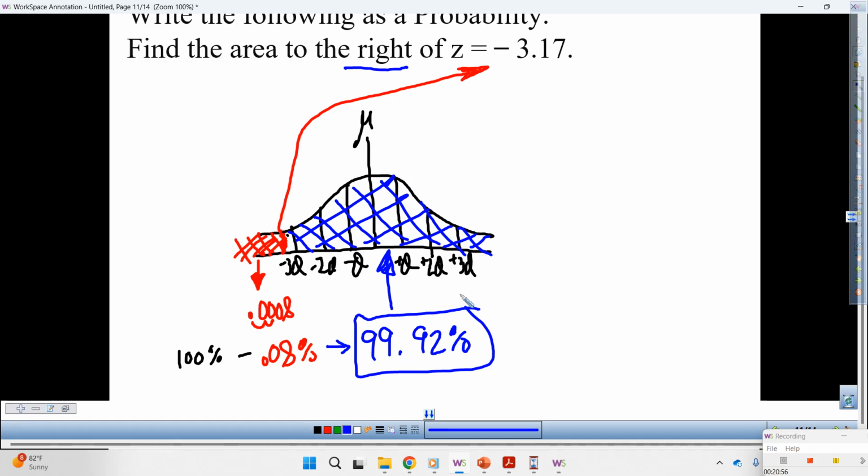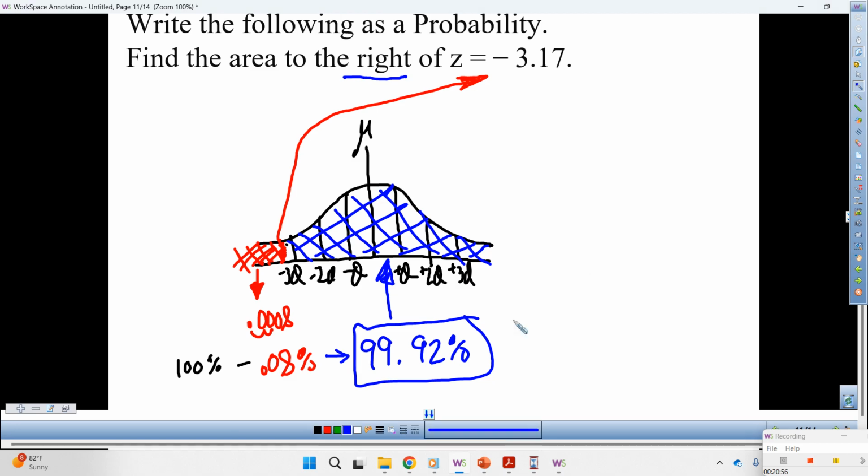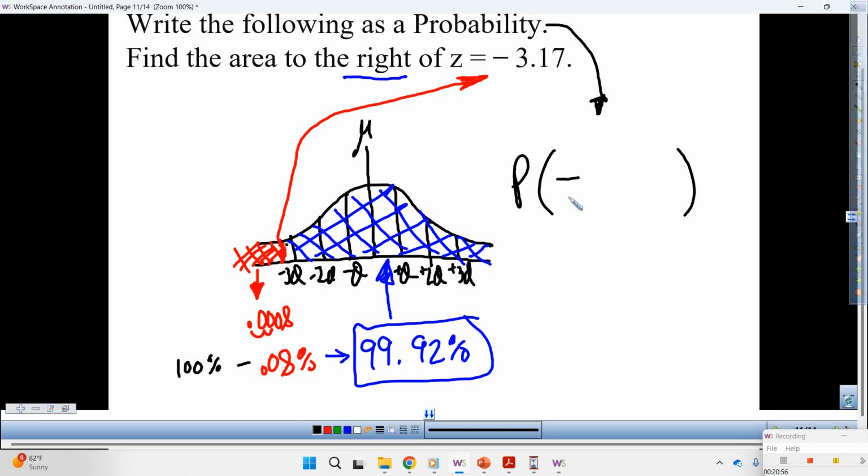However, are we done? No, Mr. Q, we need to write the probability. Okay. How do you write the probability? Well, probability of Z and negative 3.17. Tell your neighbor what to write there. What do I write there for the area to the right?